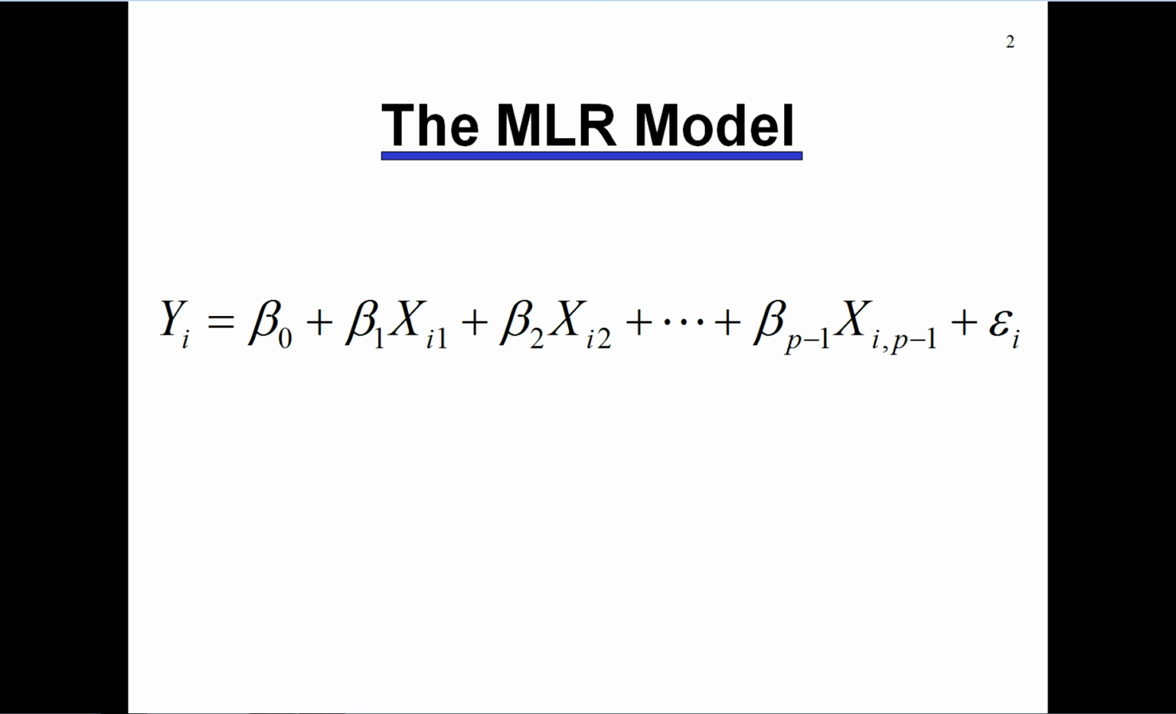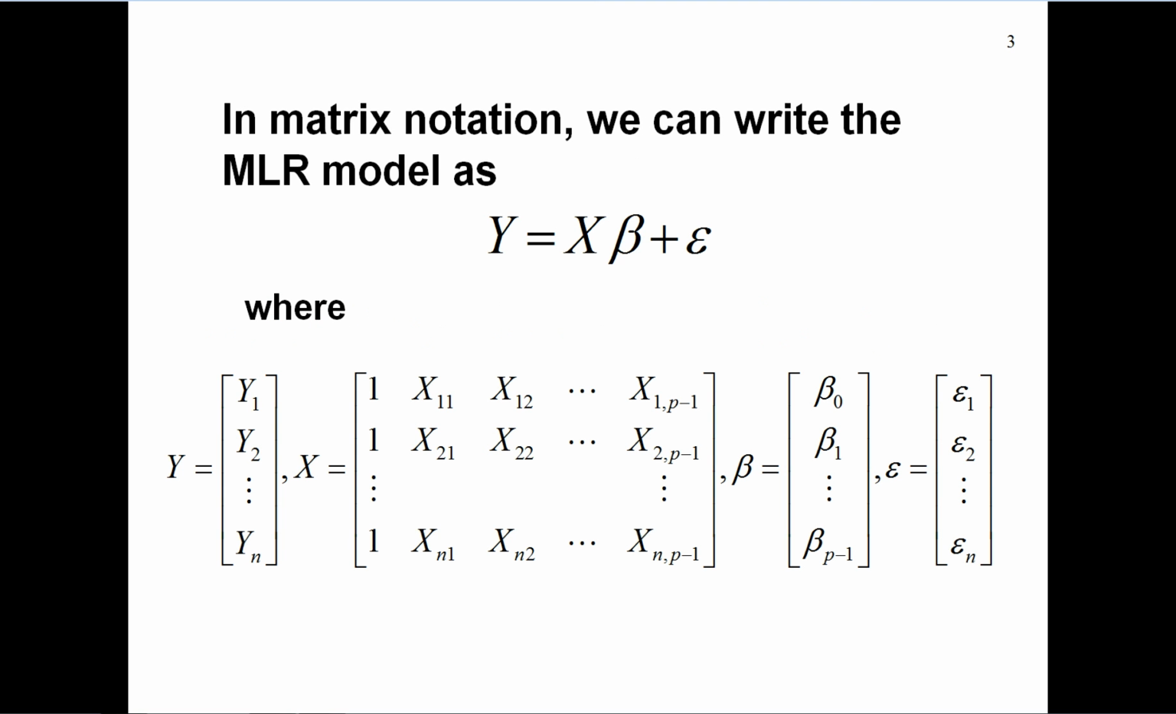We have already seen the multiple linear regression model containing p parameters or p minus 1 regressor variables, and we've discussed our normal regression model in light of the random error term epsilon being normally distributed with a mean of 0 and a constant variance sigma squared.